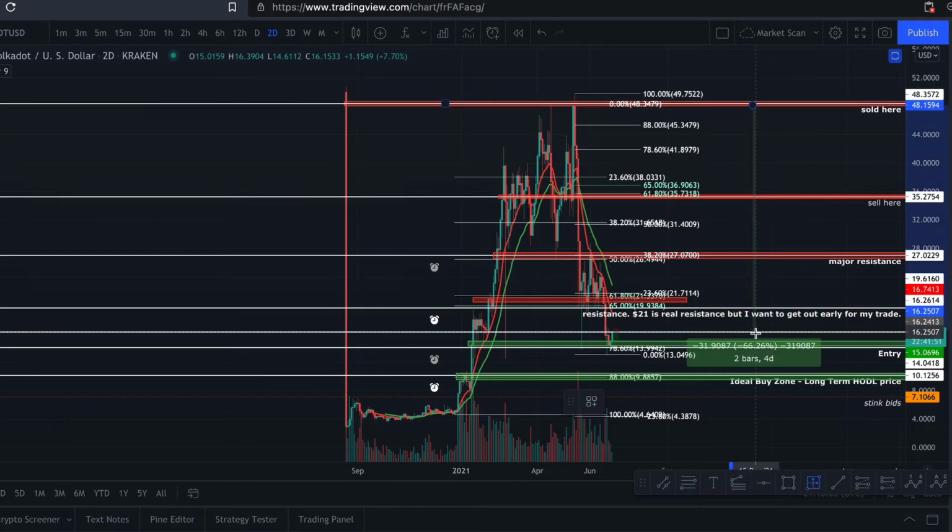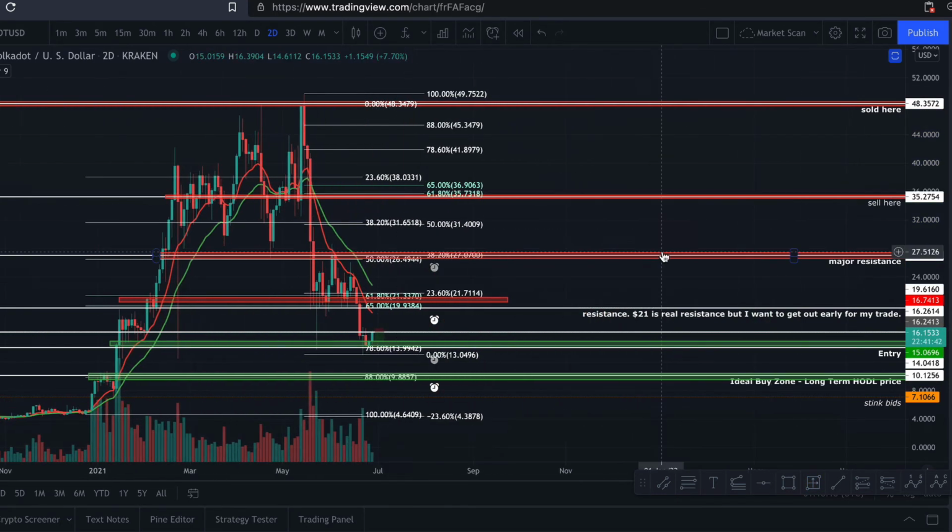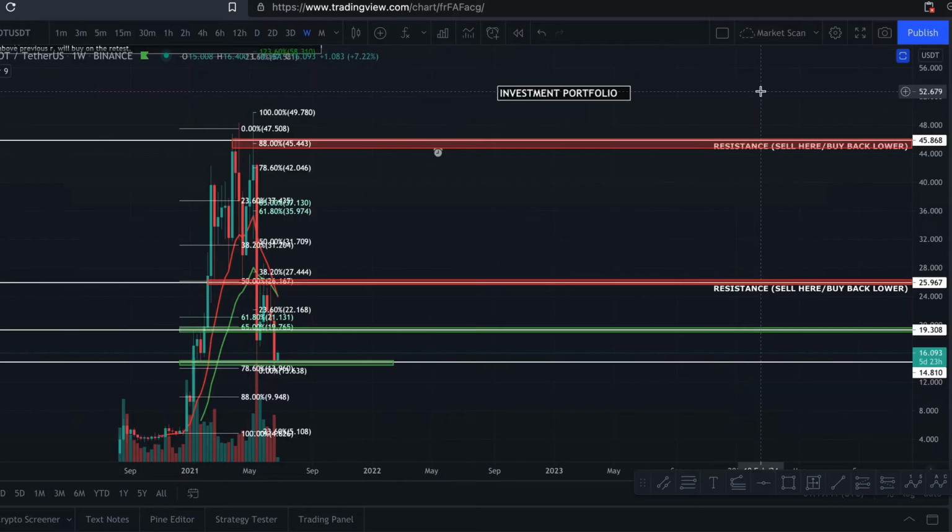It was one of my biggest holdings, and it fell so hard, 66%. Makes me sad. So, Polkadot, actually.